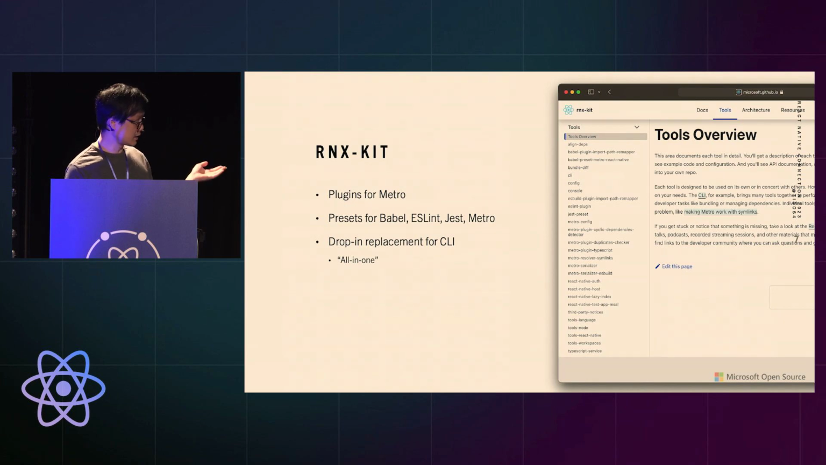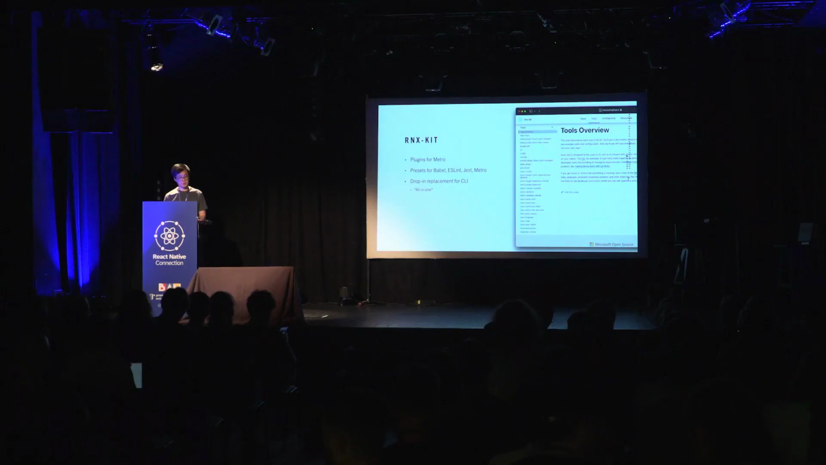So in our next kit on GitHub, you'll find all the stuff we're using internally at Microsoft. There's plugins for Metro, presets for all of the tools that I'm sure you're familiar with. And since everyone has different needs, we made sure that all of these tools are standalone, which means that you can choose and pick the packages that you care about, and adopt them into your own setups. But we also have an all-in-one solution, which is basically a drop-in replacement for the CLI that sets all of this up for you.